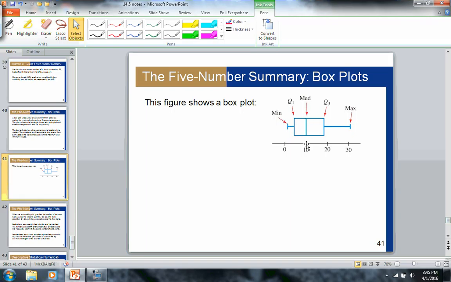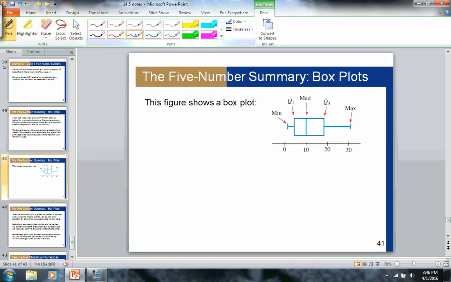Here's your median value. Here's your quartile 1 and your quartile 3, so that's where your box goes, and you draw a line there where the median is. And then you draw a little whisker that goes to your minimum value and a little whisker that goes to your maximum value. Now this is just a random box and whisker plot.